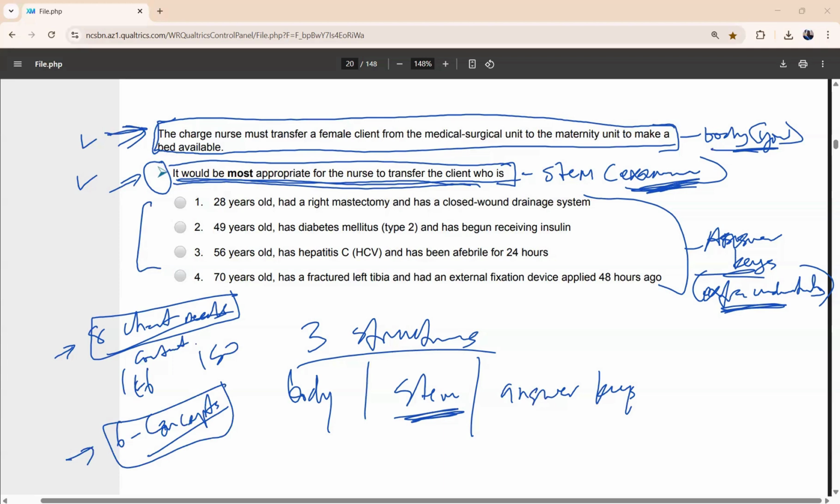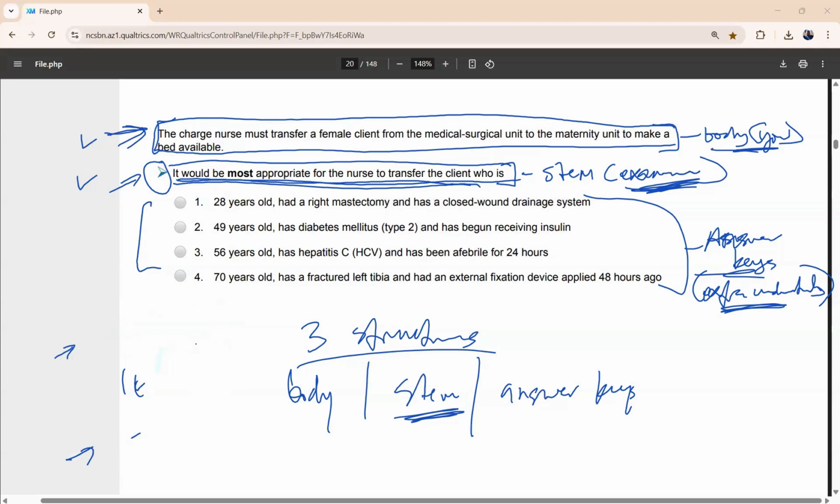But let's not go deep into that. Let's talk about just the content. The content is what the NCLEX wants you to figure out from the body of the question. Now, when I read this question, the charge nurse must transfer a female client from the medical surgical unit to the maternity unit to make a bed available. The content right here is what we call transfer. That is the content.